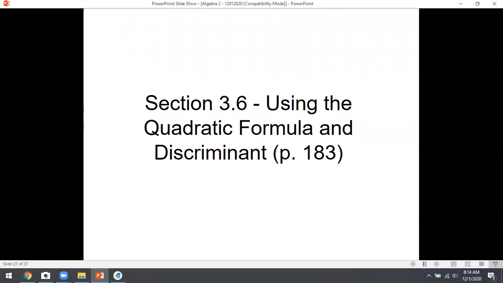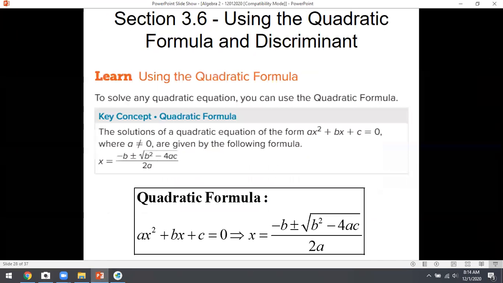And then, of course, the last thing to talk about today is just using the quadratic formula. But I'm not so worried about that. I'm more worried about just interpreting the discriminant, okay? But first things first, here is the quadratic formula. This will always work, okay?